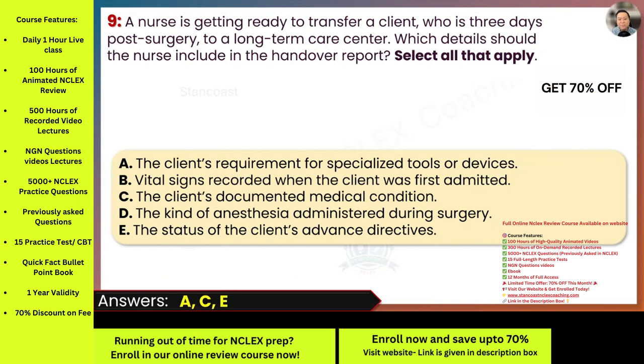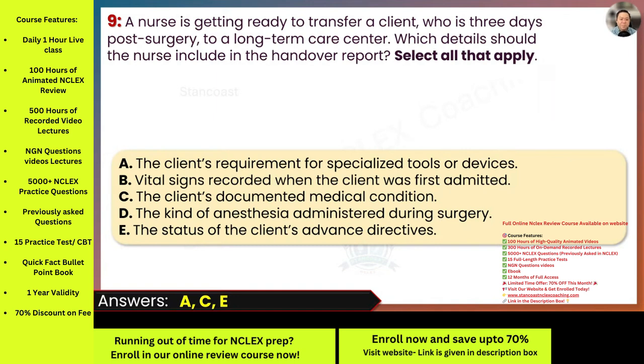Well, it's because if a patient needs medical equipment, such as walkers, oxygen, or feeding tubes, the receiving facility must prepare for it in advance. And if you miss this information, this can delay the care. It will put the patient at risk. So you have to mention any medical devices the patient depends on. So that's why we are selecting A.